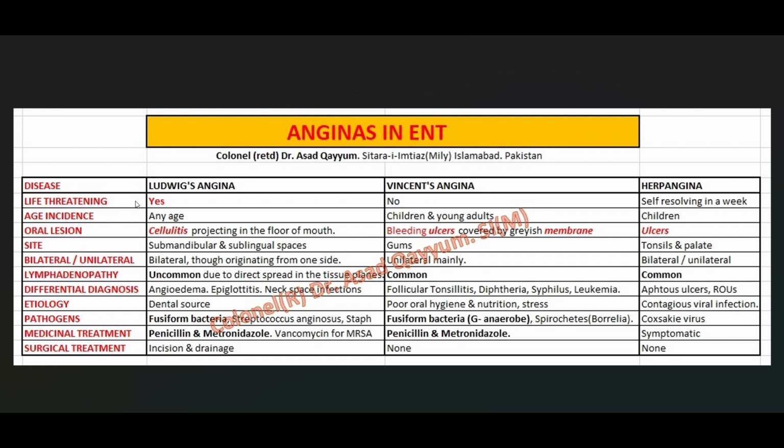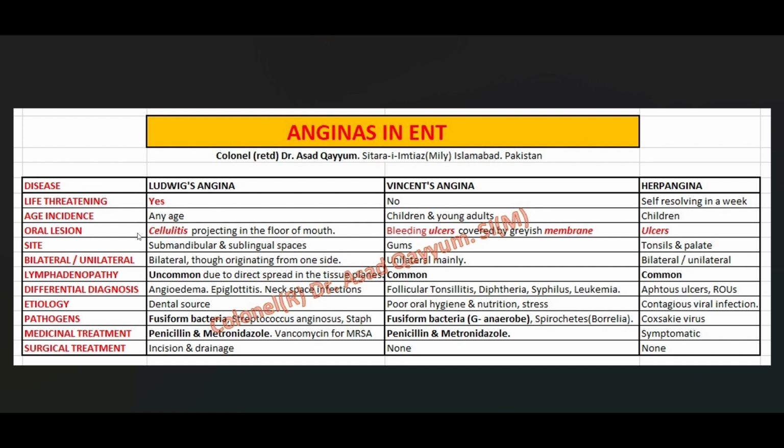So one of the main factors to be considered is whether the disease is life threatening or not. Ludwig angina is, yes, life threatening. Vincent's angina and Herp angina are not. Herp angina is a self-resolving disease which gets back to normal in a week's time. Age incidence: Ludwig's angina, any age. Vincent angina is more common in children and young adults, and herp angina is most common in the children population.